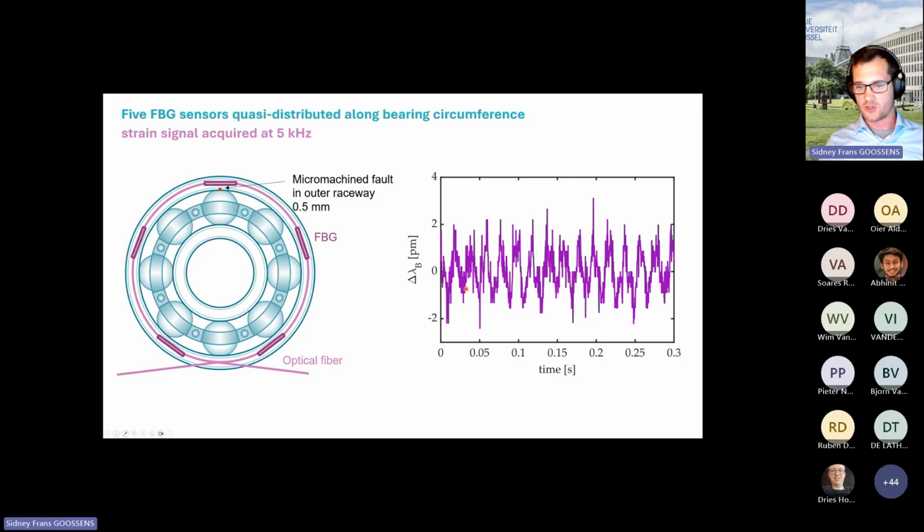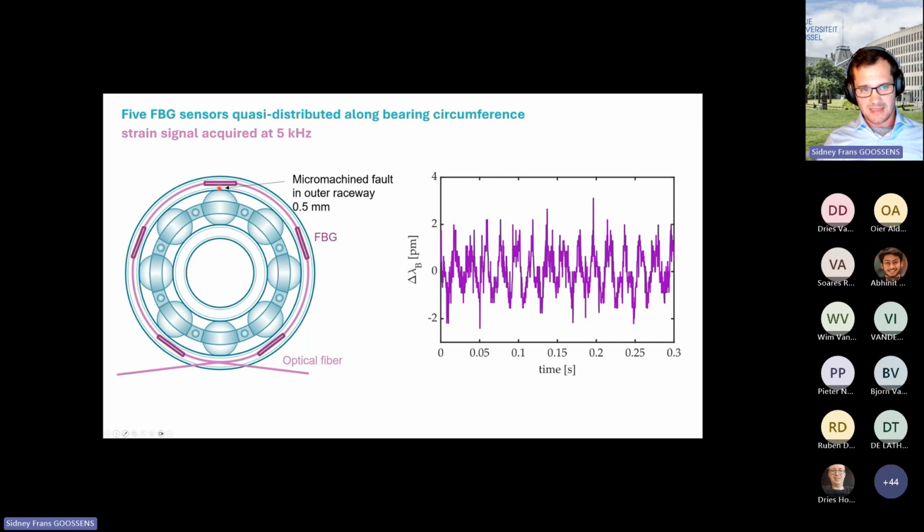On the right, you see the strain signal. Here it's still in wavelength. So it's the wavelength shift, which is completely proportional to the strain signal as a function of time. And you can see the periodic signal from the balls passing that FBG sensor.